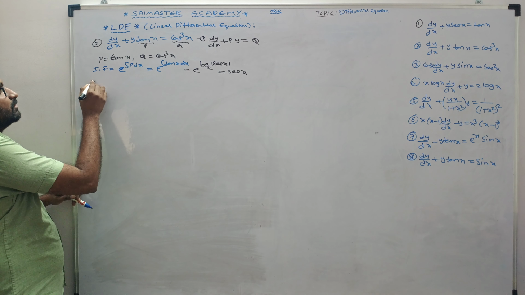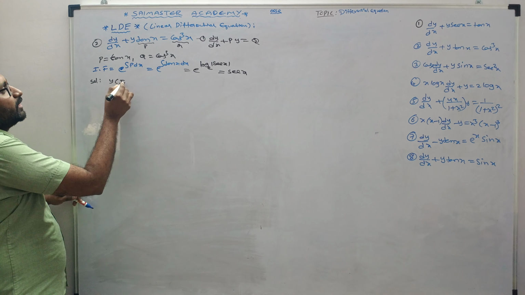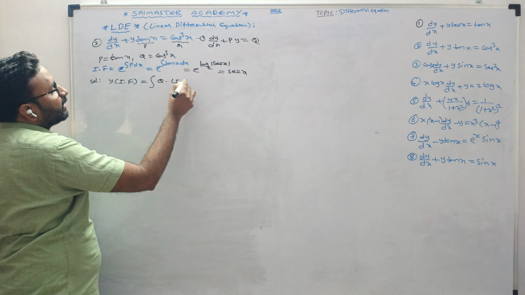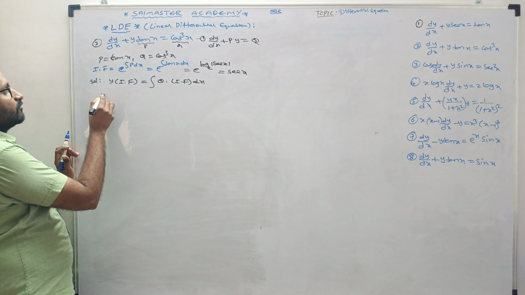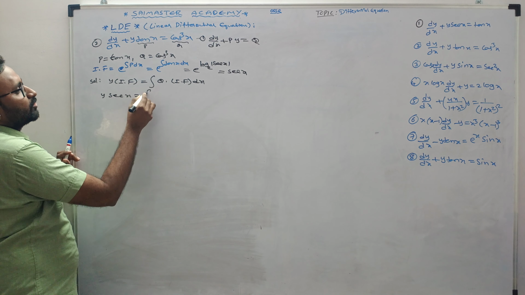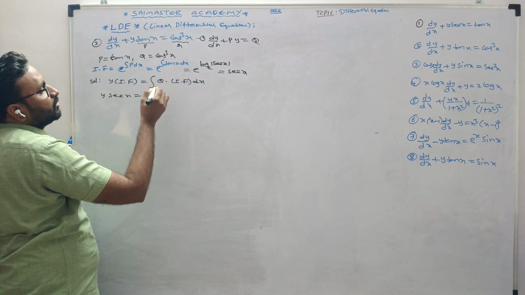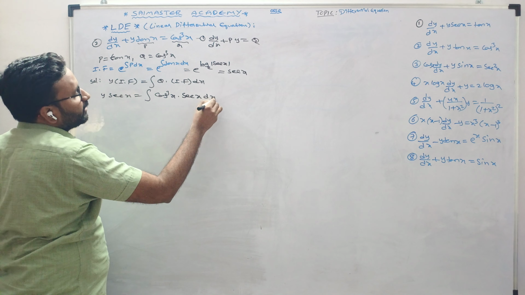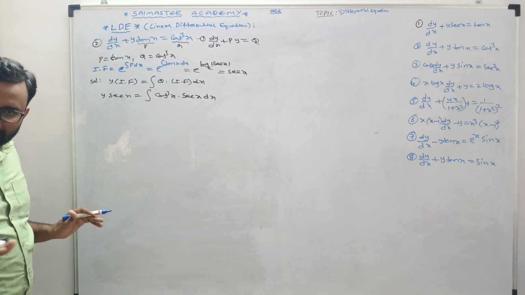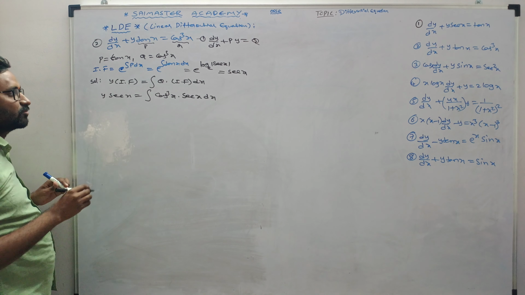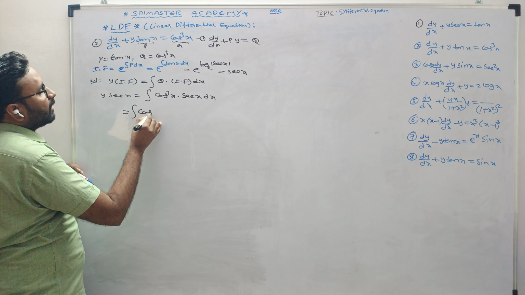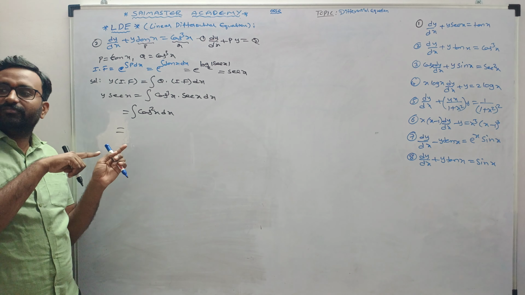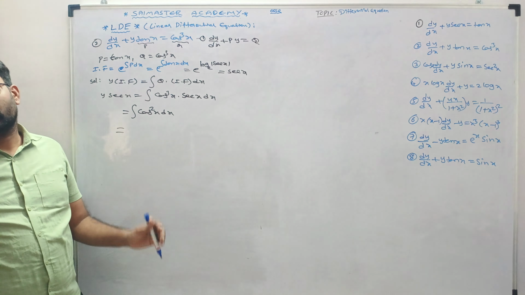What is the solution? y into integration factor is equal to integral q into integration factor into dx. Substitute: y into secant x is equal to integral q, which is cos cube x, into integration factor secant x into dx. One cos x and one secant x will get cancelled, because the product of those two is equal to 1. So it is equal to integral cos square x dx. You have to know the solution of integral cos square x, otherwise you can't do anything.